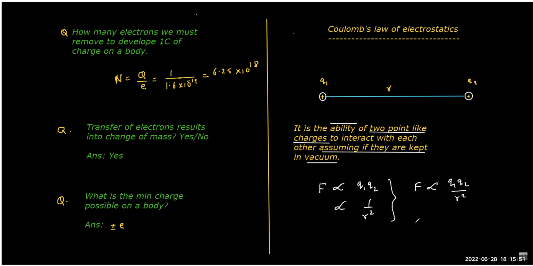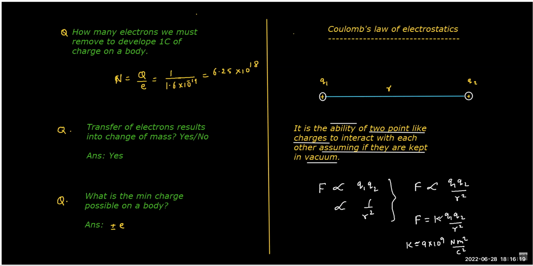And of course, in physics, the moment you want to replace the proportionality with an equal sign, you need to introduce some constant. Let's call this k as of now. We'll put the value of k later on. This k was computed experimentally, and the value of k turns out to be roughly, not exactly, 9 into 10 to the power 9 Newton meter square per Coulomb square.